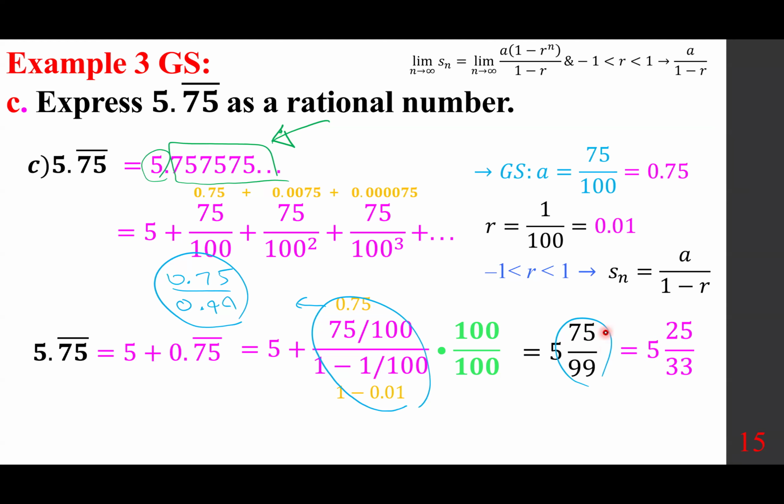Now, in some cases, they may not accept this as the answer. Then you have to multiply 5 by 33, add it to 25, and write it as 190 over 33. This is absolutely perfect as far as I'm concerned. It's a mixed number. But if they don't want it in that format as a mixed number, 5 times 33 plus 25 is the numerator. Everybody knows that. That's an improper fraction.